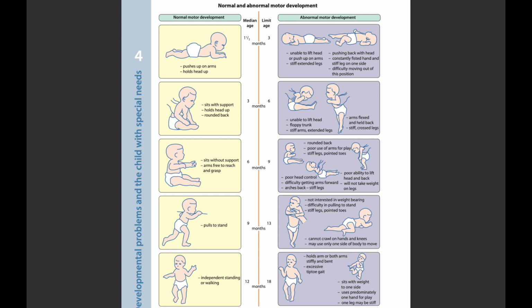From 12 to 18 months, normal motor development shows independent standing or walking. In abnormal development, the whole arm or both arms are stiff and bent, with an excessive tiptoe gait, sitting with weight to one side, using predominantly one hand for play, and one leg may be stiff.